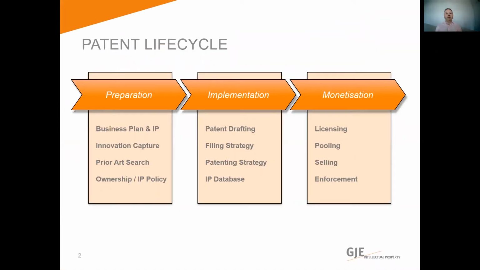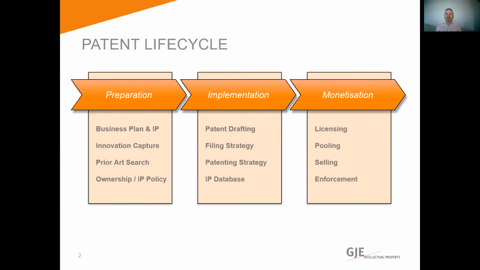The patent lifecycle can be split into three parts. The first is preparation. This looks at preparing your company for its IP journey. It provides a set of fundamental processes that you should consider implementing to help capture innovation within your company and ensure that your company achieves its commercial goals.